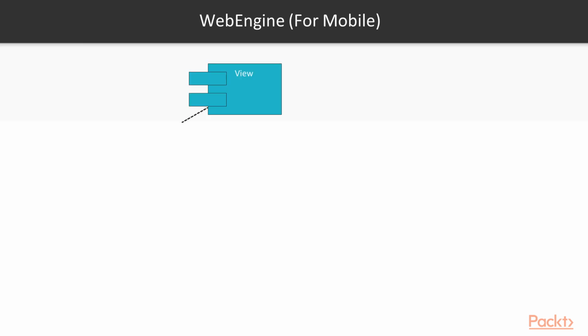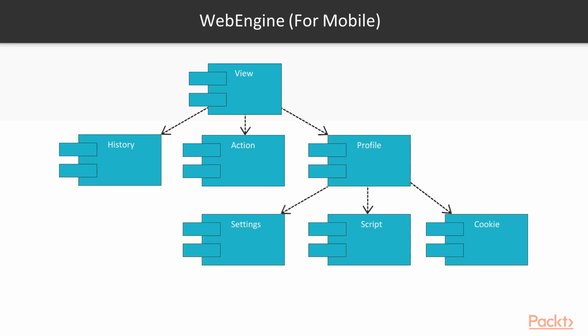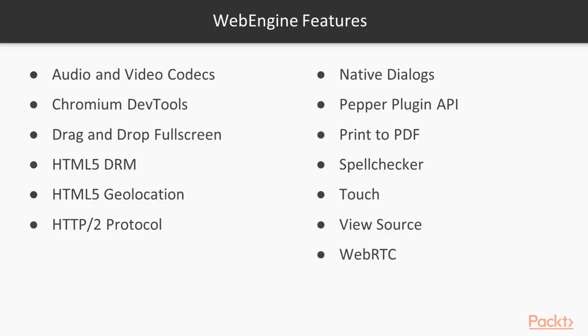And just for reference, here's the QML example. It's very similar to the widgets, but note that the page is missing here from the previous section. It's actually integrated directly into the view. So what kind of features does the WebEngine module have? Well, Qt lists these features here specifically.